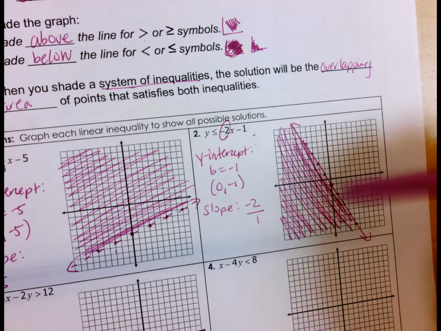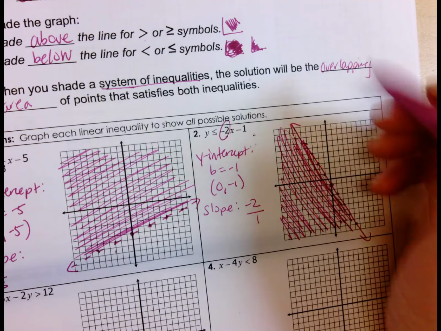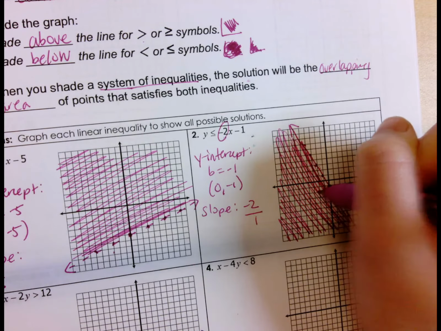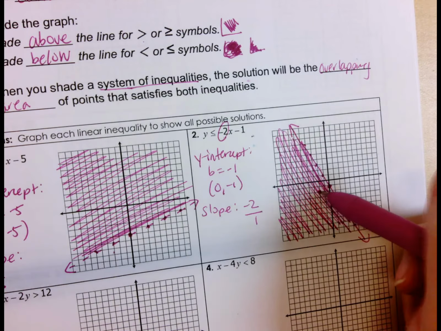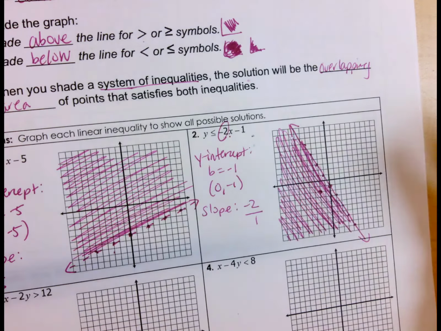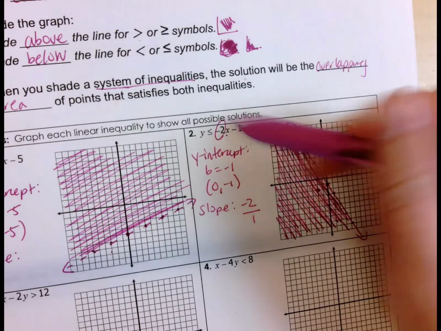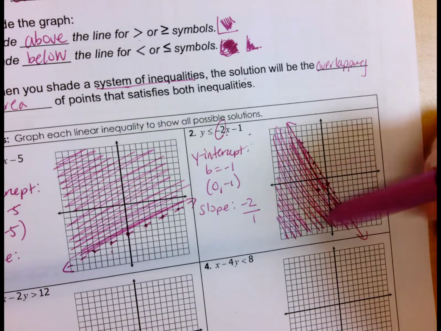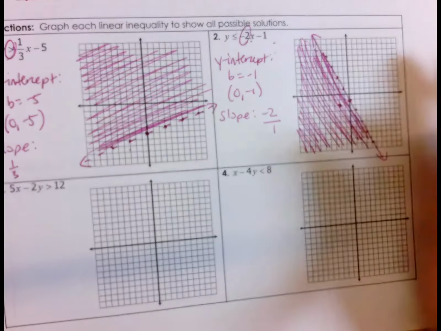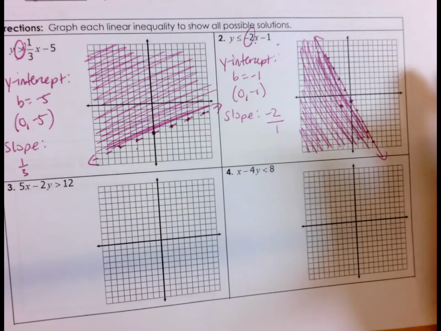And so what you need to keep in mind here is that if you need to check yourself, just pick a point out here somewhere. So for example, choose (-2, -2). I can plug in -2 for x and -2 for y, solve it, and if everything works and this comes out to be a true solution, then you know that you shaded the right area. Okay, so that's a good checking point for you. All right, 2 more examples here, and then we will move on.